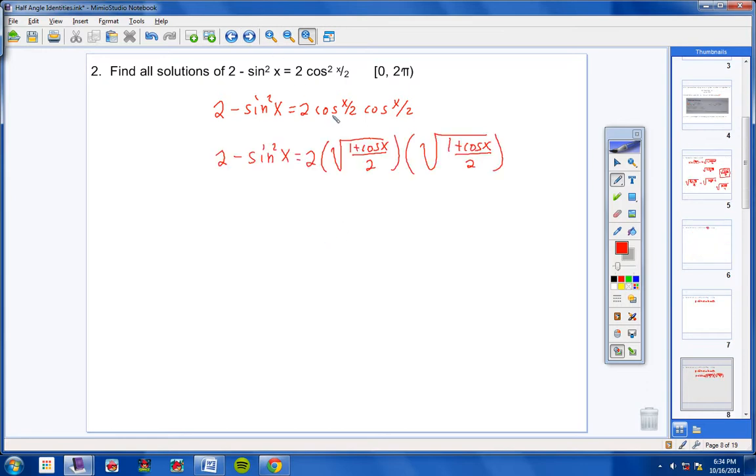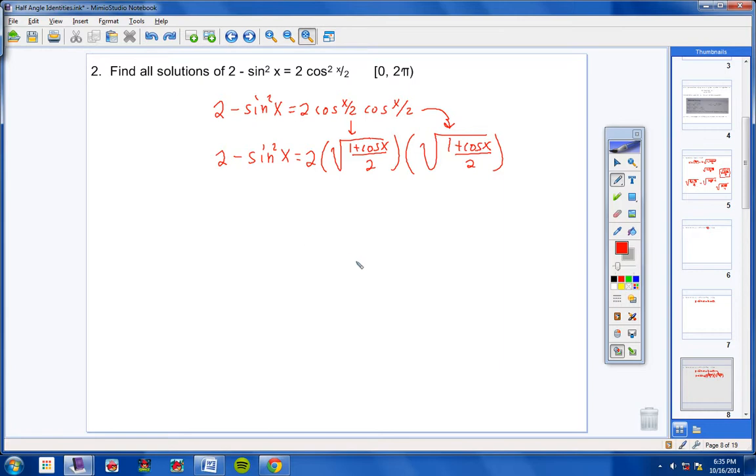For cosine of x over 2, I made the substitution here, and for cosine of x over 2, I made the substitution here. Let me pause and say this. You probably say, oh, Mr. Earhart, we don't know whether we're putting positive signs in front of each of these radicals or whether we're putting negative signs in front of the two radicals. Well, in this case, it did not matter, because we're going to multiply either a positive times a positive or a negative times a negative anyways, so we'll end up with a positive either way, so it does not matter, okay?